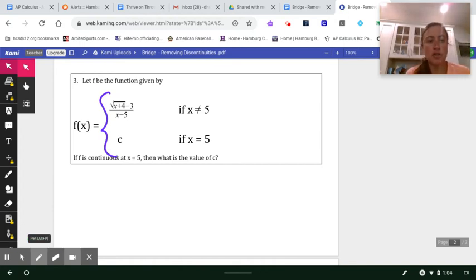So a piecewise function is two pieces or more of a graph, and they're defined over certain points. This first one's defined when x does not equal 5. So basically any point that's not 5 follows this rule. And when x is 5, it follows the rule of c. So if f is a continuous function at x equals 5, what is the value of c?